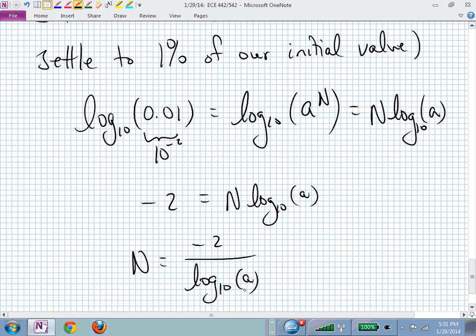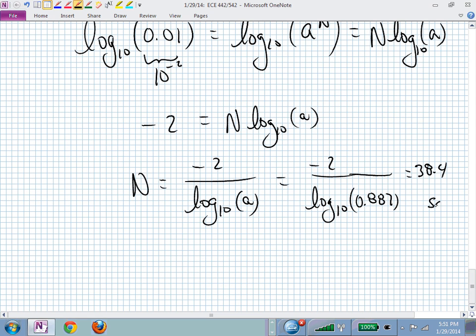And if we use our particular a that we had, which was not a first order system a, but it was the radius, that's okay. That's really telling us how quickly we're contracting. That was 0.887. You do the math, and that tells you that N is now 38.4 samples.